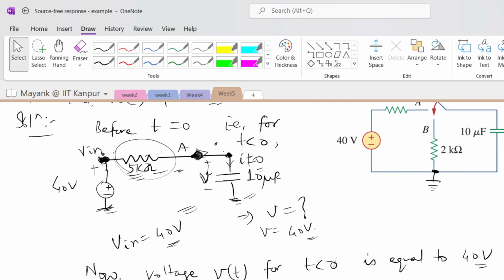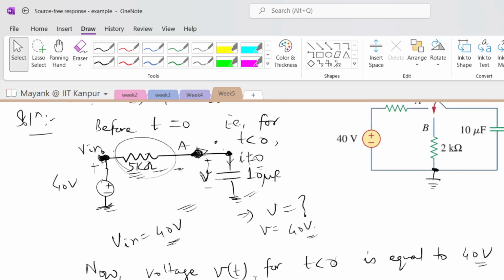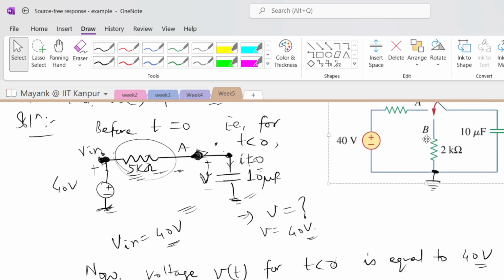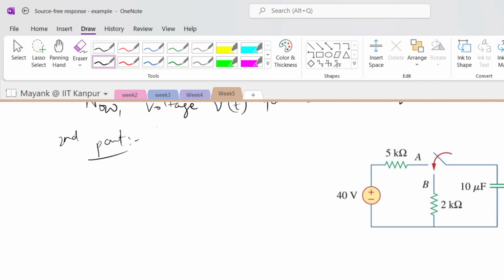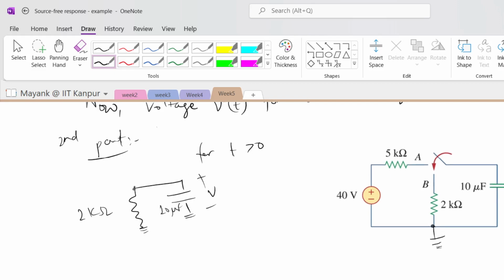Now in the second part, let me bring down this particular guy so that it is easier to track. By the way, this is my reference. Now for my second part, my circuit becomes like this. This is a 2 kilo ohm resistance and this is a capacitor here. This is the voltage V and the capacitor is 10 microfarad. This is my circuit for the second situation, for time t greater than 0, right?